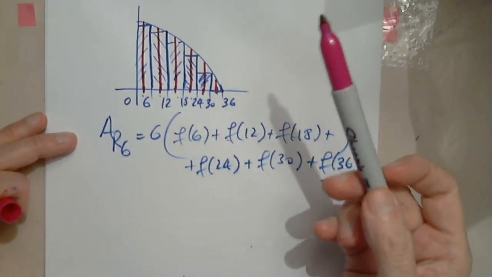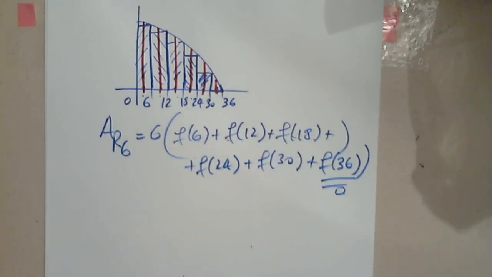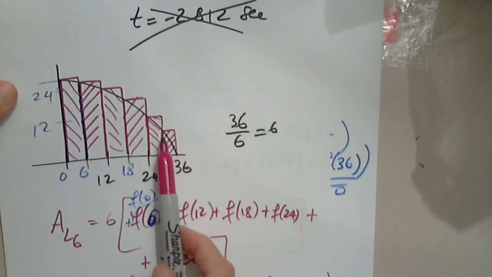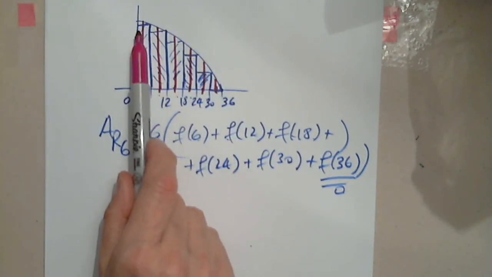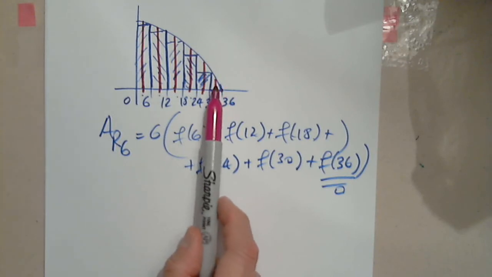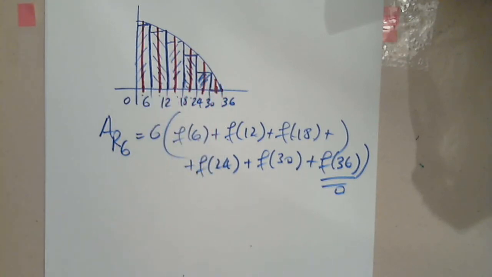So the first one was an overestimate. The second one will be an underestimate for a function that is decreasing. So this is an overestimate, the second one will be an underestimate, and the best will be the midpoint. Which of the numbers gives the best estimate is the midpoint.